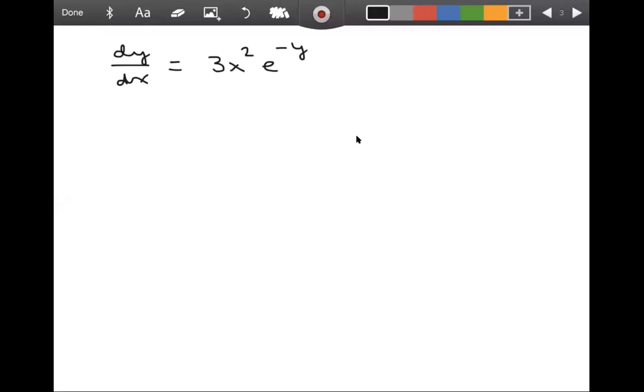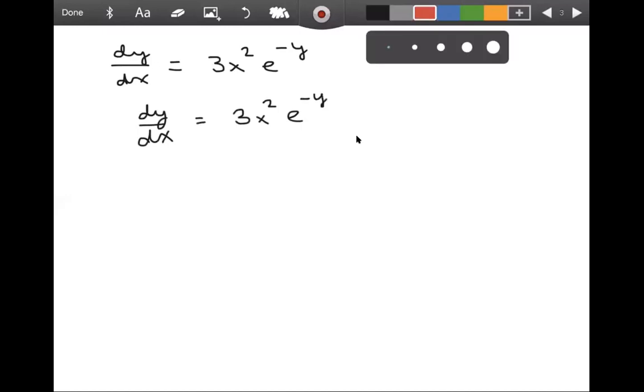So you have 3x squared times e to the negative y. So this will be very easy to separate. And again, don't feel like you have to do this all in one step. I will go ahead and do it in one step because I gave it a little bit of thought beforehand. So what I'm going to do with this one is multiply both sides by e to the y dx, because e to the y is the reciprocal of e to the negative y.